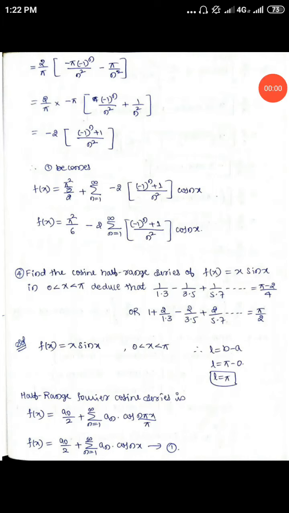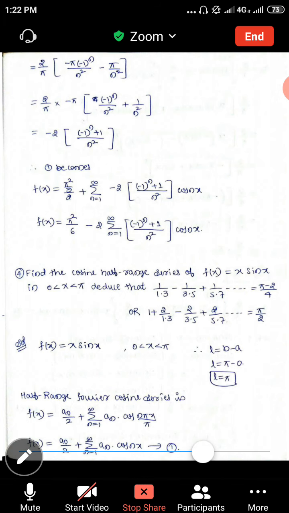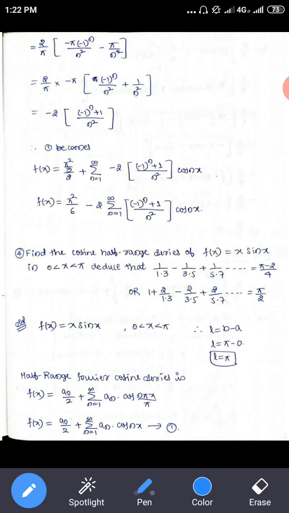So here, find the cosine half range series of f of x. That f of x is nothing but x into sine of x, in the range 0 to pi, and we have to deduce this thing. Okay, so what we will do is that f of x equals x into sine x. It is defined over 0 to pi.